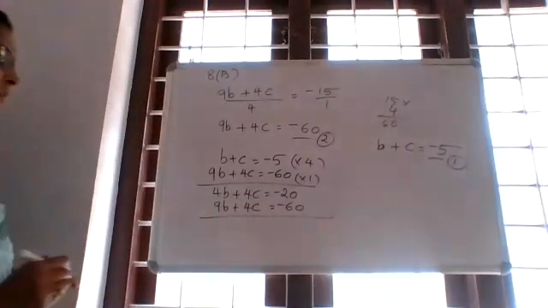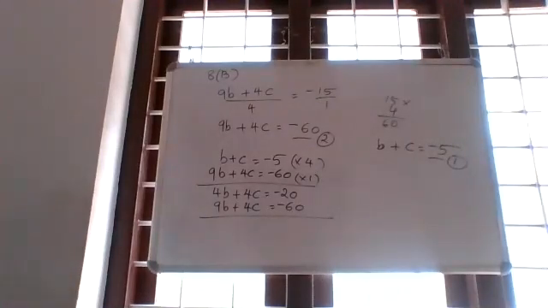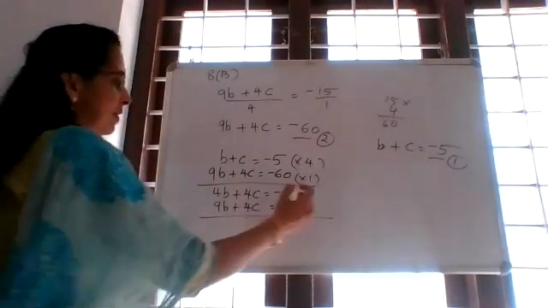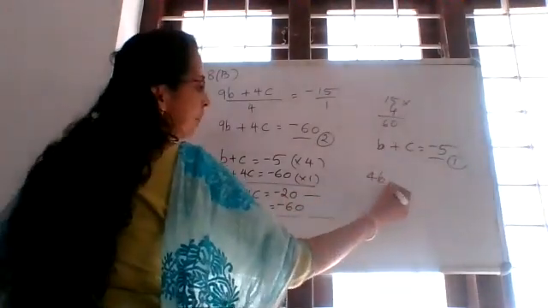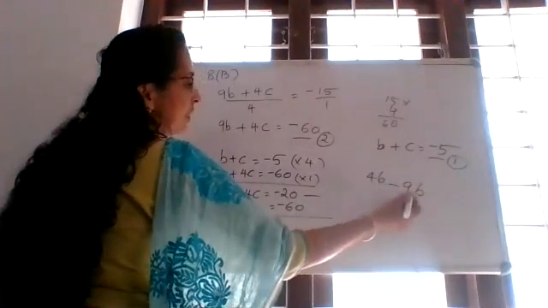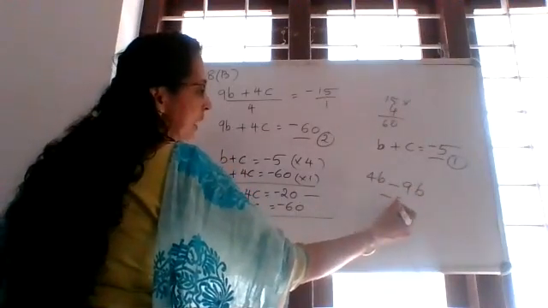So what we want to do? Subtract or add. 4C we want to cancel, so subtract. 4B minus 9B. One sign is positive, other is negative. Subtract and put the bigger number sign.